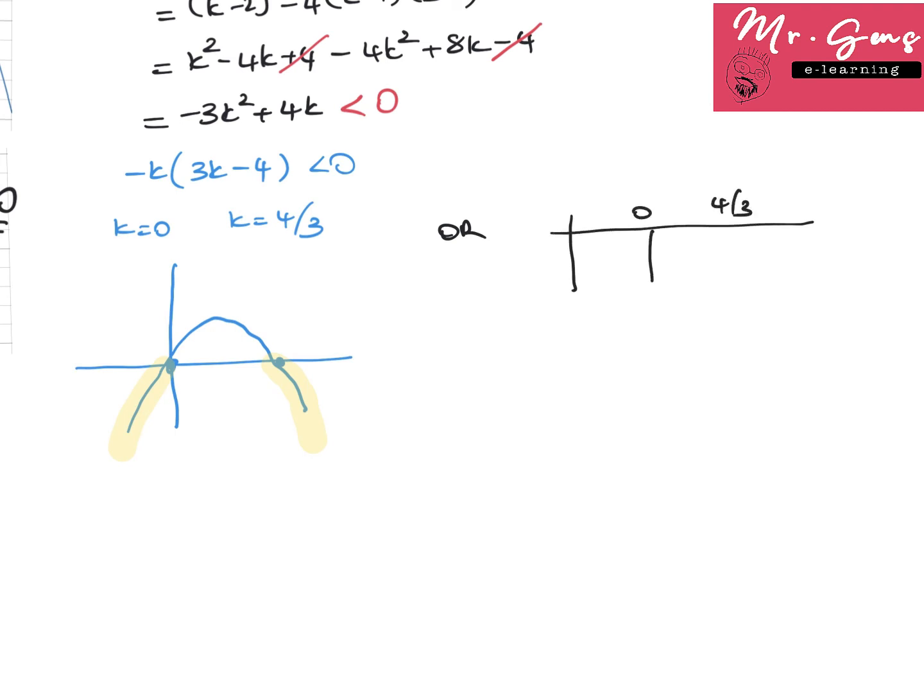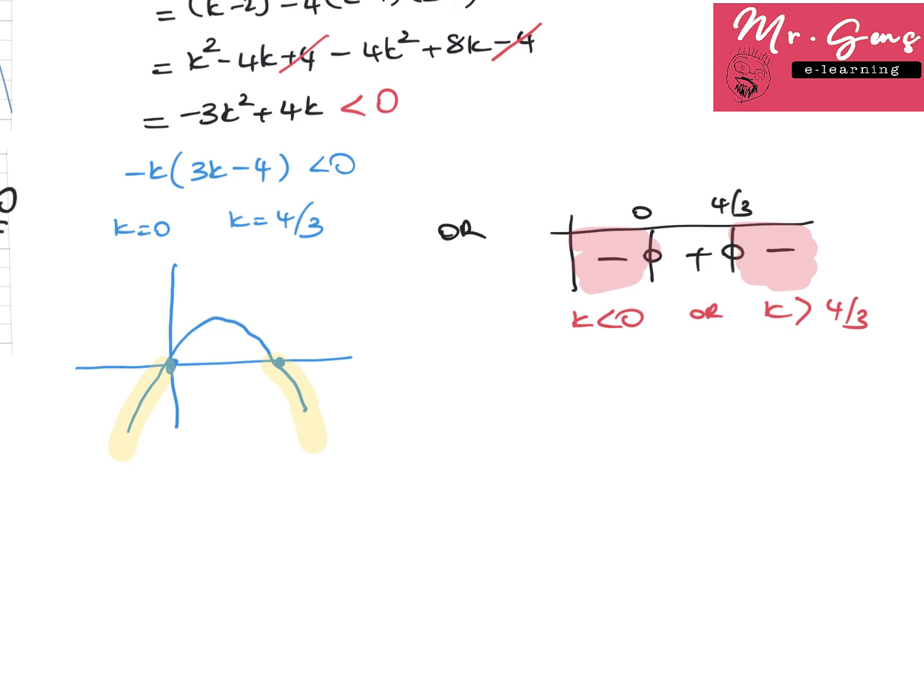0 and 4/3. Since our leading coefficient is negative 3, we will start completing the diagram from the right as minus, then plus, then minus. We are looking for delta less than 0. These two regions are the correct regions. Our k value is either less than 0 or greater than 4/3.